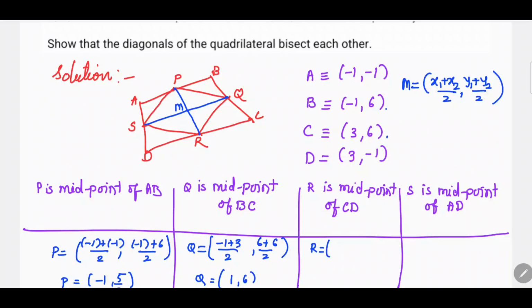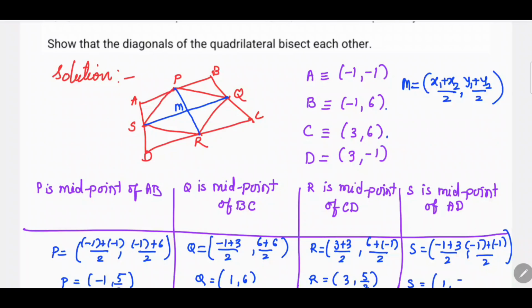R is the midpoint of CD. So (3 + 3)/2 and (6 + -1)/2. So R is equal to (3, 5/2). Then S is the midpoint of AD. So (-1 + 3)/2 and (-1 + -1)/2. Therefore S is equal to (1, -1).